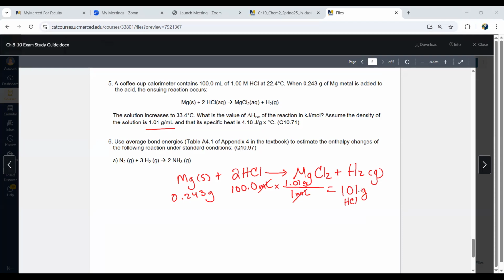Okay, and then I put it into the acid. I like to draw pictures on my exam so I don't screw things up. So I've got HCl, 100 mils, and then in there I put magnesium, 0.243. It's going to do this reaction. It's going to form hydrogen gas, and hydrogen gas is going to leave the reaction, H2 gas.